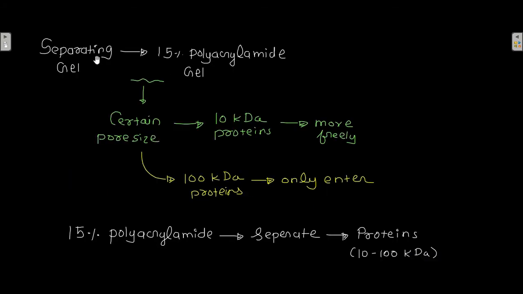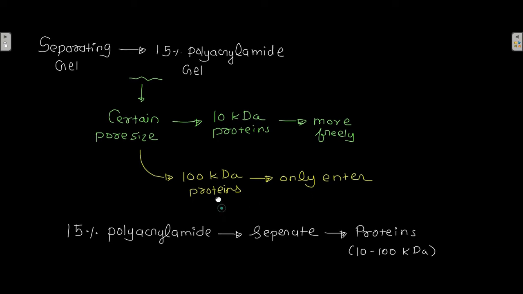Now the separating gel of 15% polyacrylamide is normally used, and this 15% polyacrylamide results in the formation of a particular pore size through which 10 kilodalton proteins move freely. Okay, proteins having molecular weight up to 10 kilodalton move freely, but the proteins having molecular weight of 100 kilodalton can only enter into the pores. Okay, they don't move.